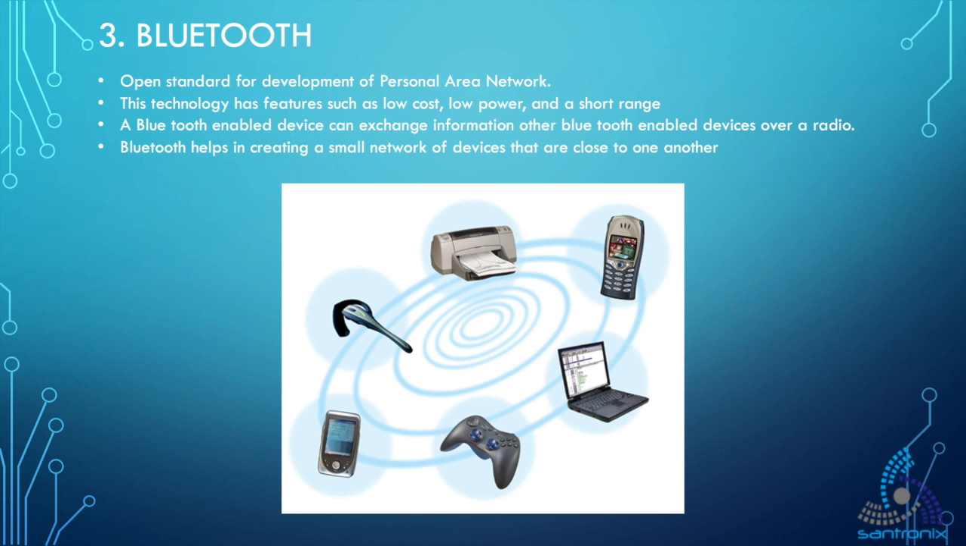Now the third technology that we're going to see is Bluetooth. Bluetooth has been around with us for a pretty long time. A lot of our basic entry level mobile phones also came with Bluetooth, and Bluetooth was a very good communication medium in the initial days. Even today, we have a lot of Bluetooth enabled devices such as headsets, gaming controllers, laptops, mobile phones, PDAs, printers. This is an open standard for development of a very personal area network, and it is a very low cost, low power, and short range technology. So it is very good for in-house IoT applications.